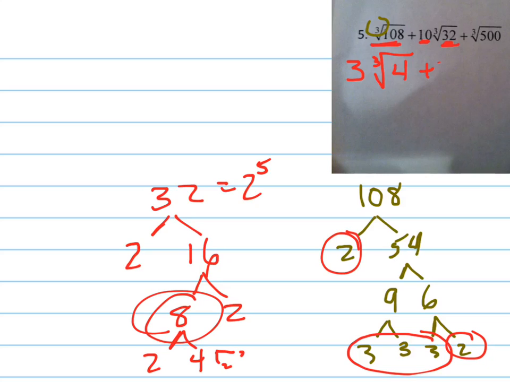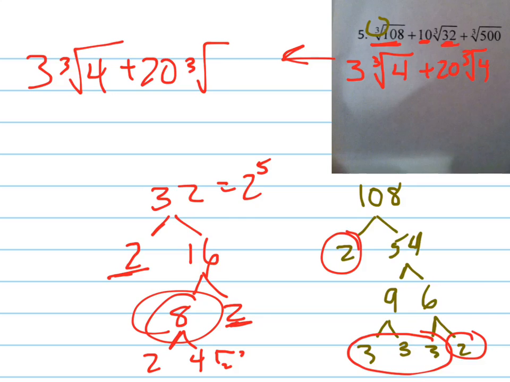Now I've got that 10 on the outside, so I have to multiply that 10 by the 2 that's going to come out, so that's going to be 20. And it's going to be the cube root of what stays in, 2 times 2, which is 4. 4 stays in, which is convenient. In fact, let me write these over here. This is 3 cube roots of 4 plus 20 cube roots of 4.